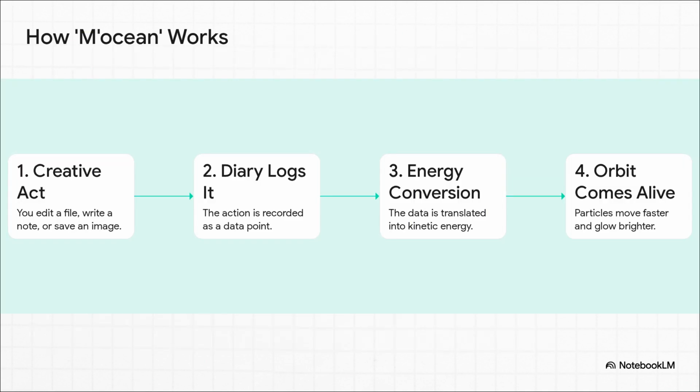Okay, so here's how it actually works. It's a pretty straightforward process. First, you do something creative. You edit a photo, you write a paragraph, whatever. Step 2, the Creative Diary logs that action. Then, step 3, the emotion engine converts that little data point into a burst of kinetic energy. And finally, the visual system, the orbit, it just comes alive. The more active you are, the faster all these particles start to move, the brighter they glow. Your workflow literally becomes this living, breathing visualization.